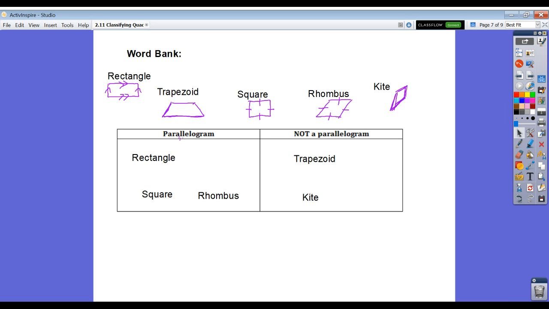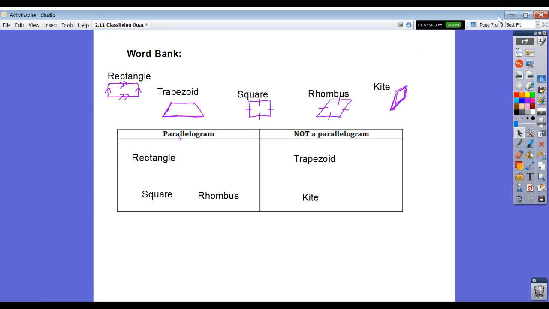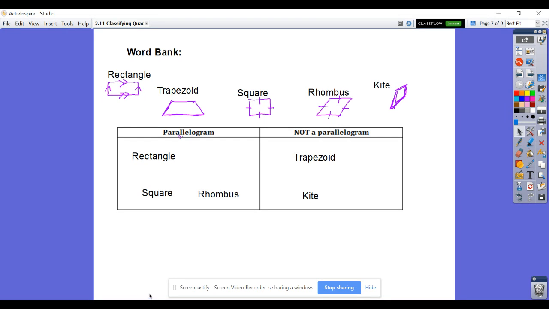Remembering this definition that a parallelogram has two pairs of parallel sides, you should have seen that a square and a rhombus are parallelograms, but a kite is not. And again, if you wanted to explain why a kite is not, you would say because it doesn't have two pairs of parallel sides. Actually, I can see no pairs of parallel sides on my kite.